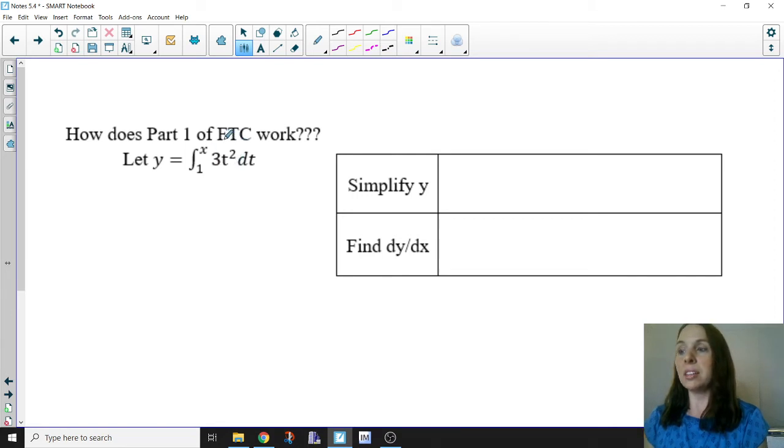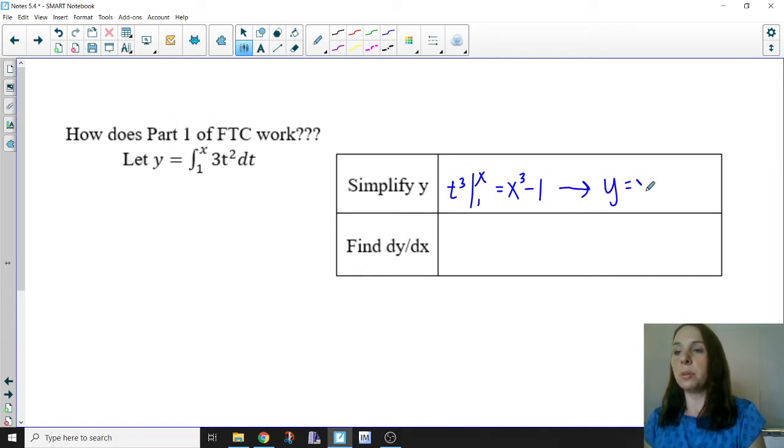We know that the antiderivative of 3t squared is t cubed. And we're going to sub in the upper limit, which will give us x cubed, minus sub in the lower limit, which is just 1, 1 cubed, which is 1. So what we really have as our function here is y equals x cubed minus 1.